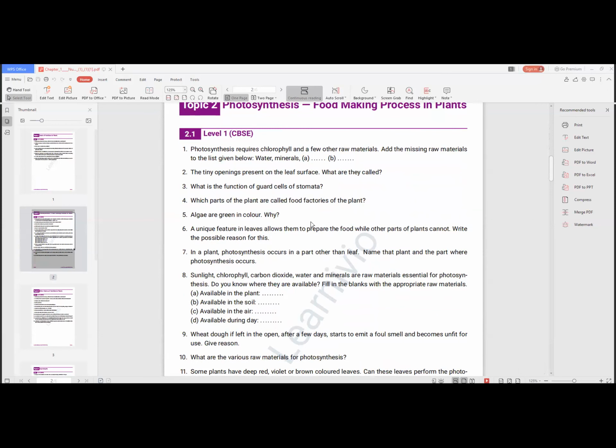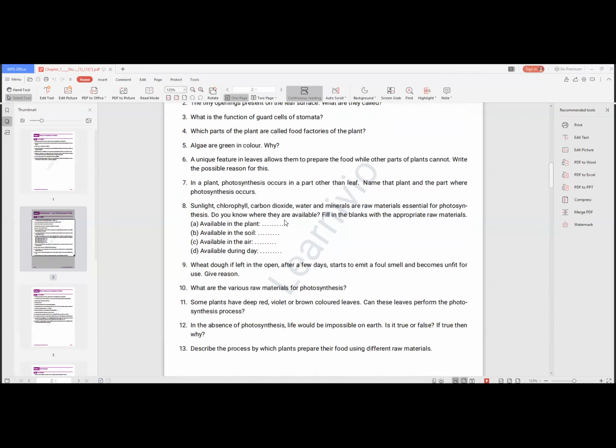See if you have doubts in any other question. Guys, what about question number 5? Algae are green in color. Why is it so? Look at question number 5. What was the explanation for it? Do you guys remember? I did tell about this in the class. See, algae, they are green in color because they also have the green pigment in them. That is chlorophyll. So they also have got chlorophyll. Getting it now? Okay.